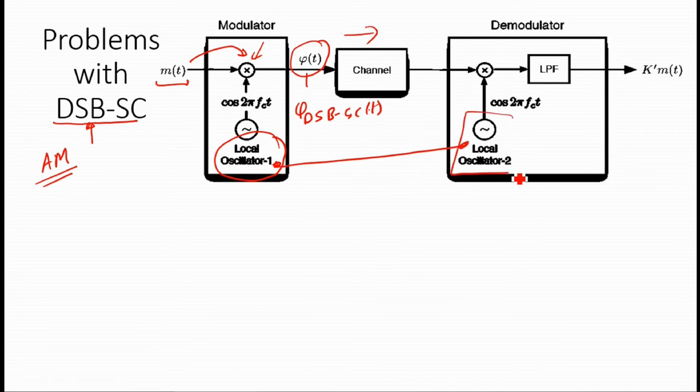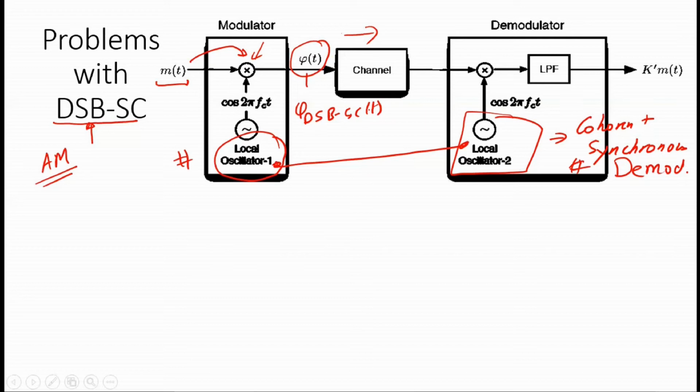So this is coherent or synchronous demodulation. So this was modulation, and this is demodulation. In coherent or synchronous demodulation, we're using the same local carrier, and over here we'll get a signal which is phi DSB-SC of t multiplied by this carrier, which is cos 2 pi fct.